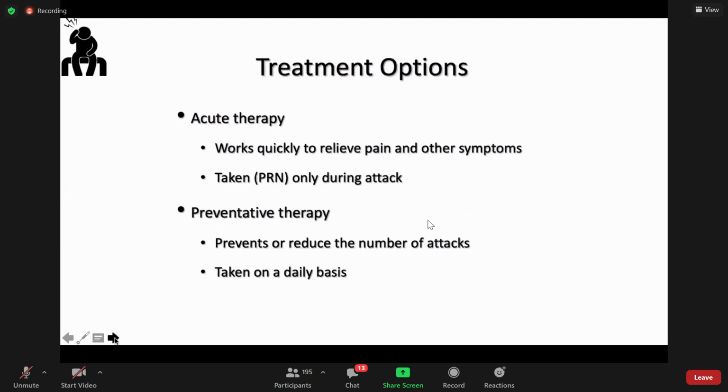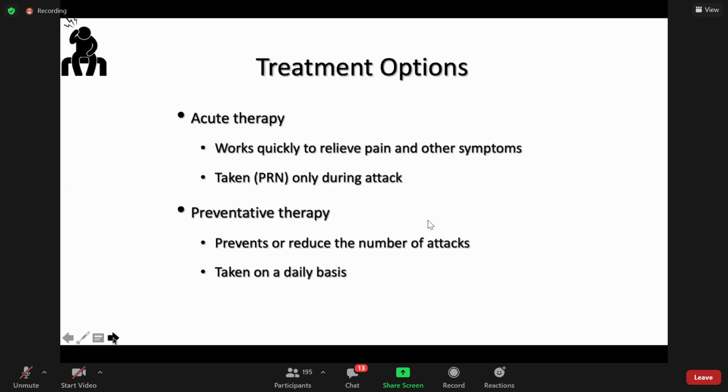The options for treatment: we either treat acutely during the attack or try to treat preventively. Acute treatment works quickly and is taken as needed. Preventive treatment prevents or reduces the number of attacks, and it has to be taken on a daily basis.